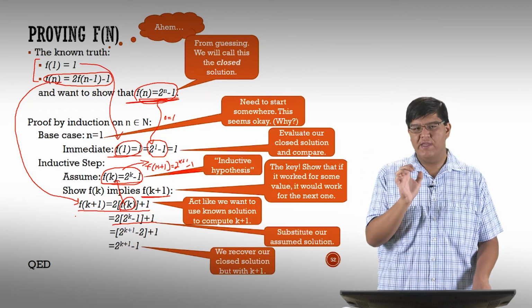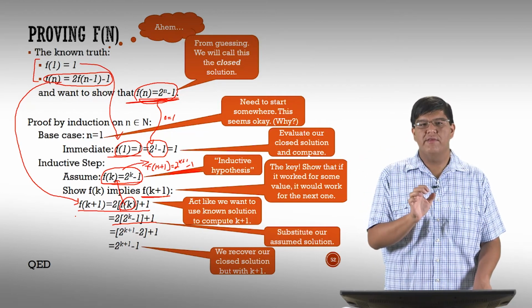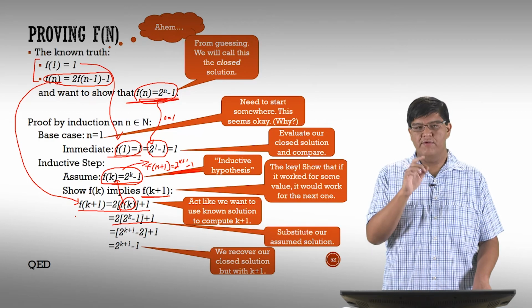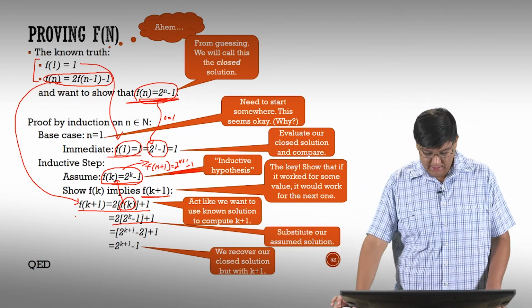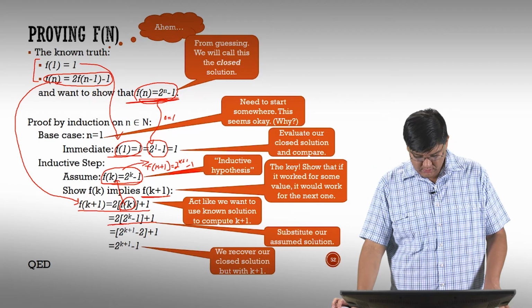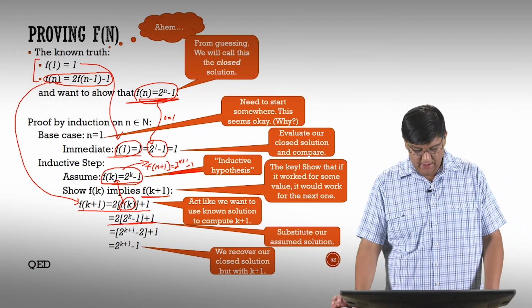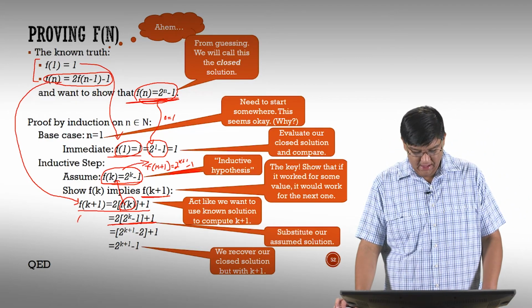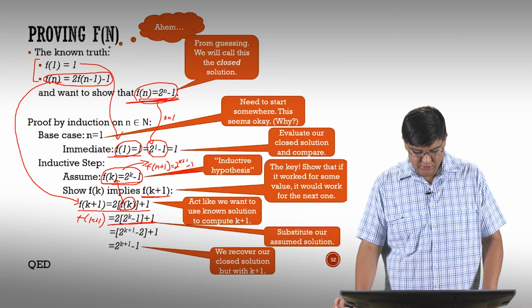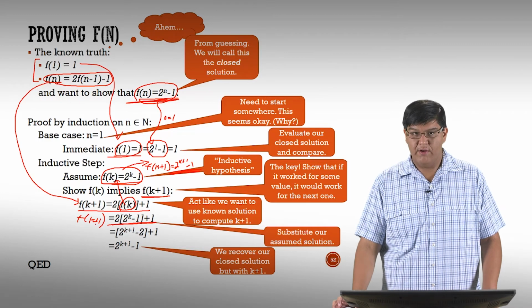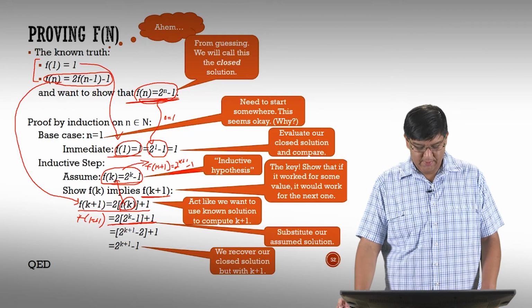So we're combining two things here: our assumption, and the way we stepped forward in the original recurrence. That gives me this line down here, and in this line I have eliminated f of n. So I have f of k plus 1 being equal to 2 times 2 to the k minus 1, plus 1. The problem is I'm not really done yet.